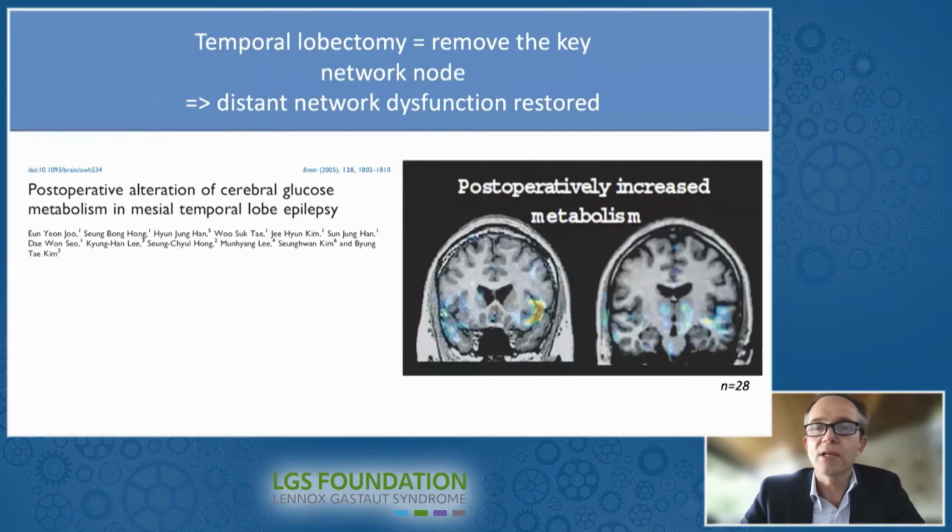Consistent with this, when patients have a successful operation to remove the anterior part of the temporal lobe generating seizures, regions of the temporal lobe posterior to that, which of course have not been removed, show recovery, show improvement in PET metabolism, consistent with recovery of the adjacent structures when the driving epileptic focus is removed.